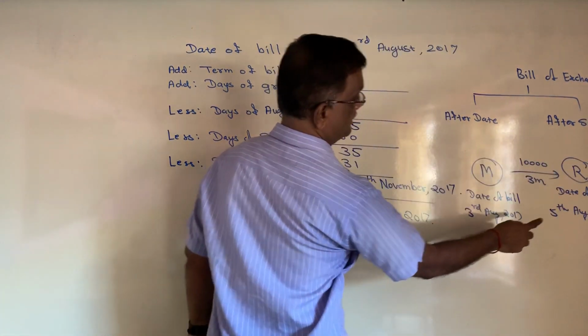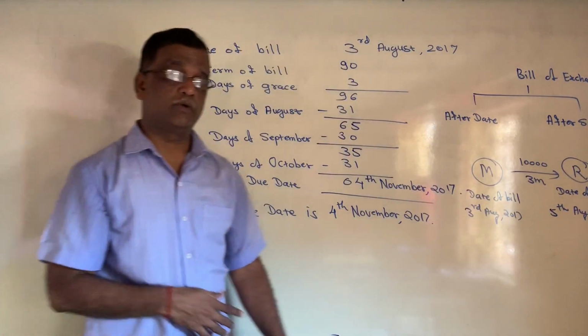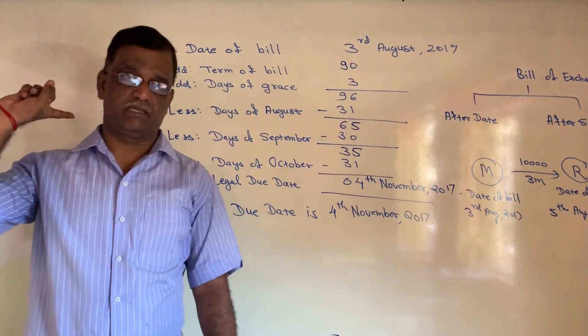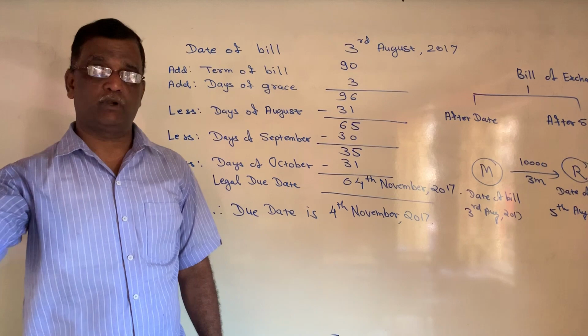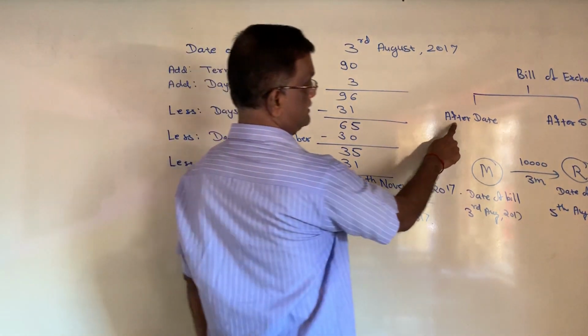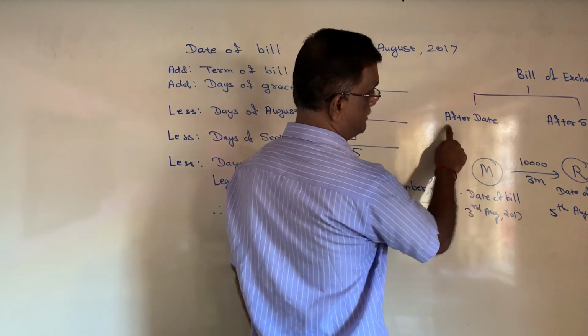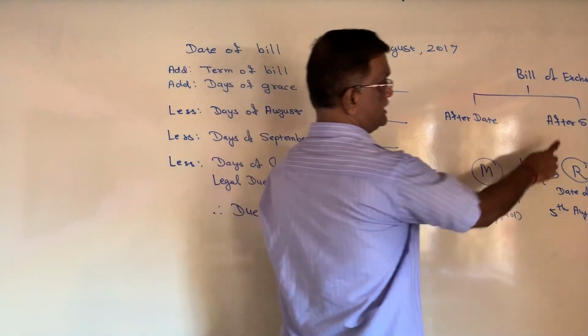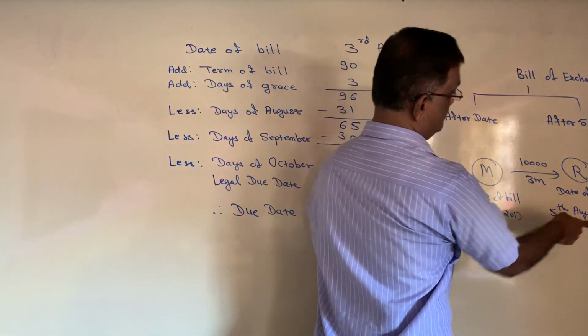Counting starts from the date of acceptance. Counting can be in the form of months, or it can be in the form of days. The technique is the same, but only your starting point is different. We have to start from this date. In case of an after date bill, start from the date of bill. And in case of an after sight bill, start from this date.